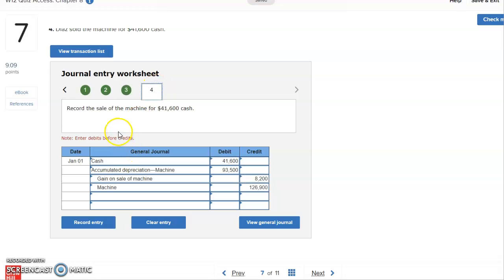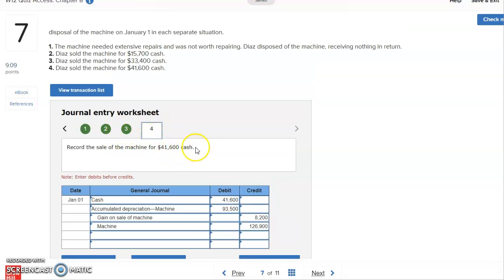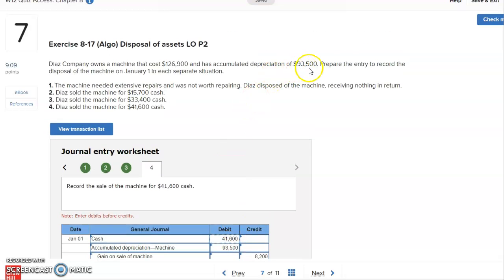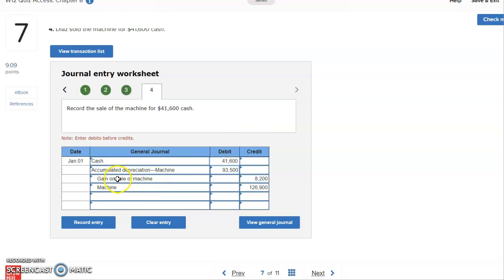And lastly, we have recording the sale of the machine for $41,600 cash. So the first thing, obvious, you pick cash, and on the debit side, $41,600, like it tells you here. The second thing, accumulated depreciation for the machine again, 93,500 from up here. And then you have to factor in the gain on the sale of the machine. To get that, you add these two together and then subtract this number here, 126,900, and you'll end up with 8,200. So that's what you gained on the sale of the machine, and that is going to be on the credit side. And the last thing, as always, is the machine, valued at 126,900 under credit.